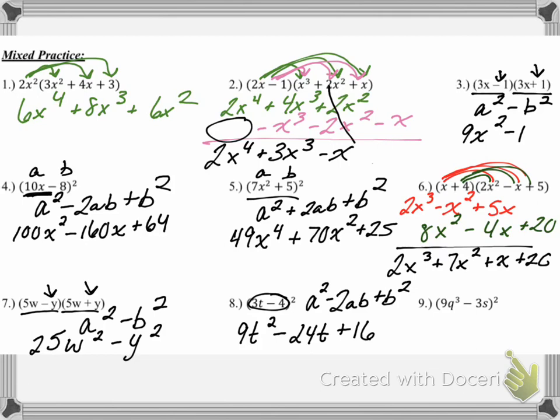And then finally, another special case, I've got the squaring of the difference, so a squared minus 2ab plus b squared. And so when I square my a value, that would be 81q to the power of 6 minus, now 9q cubed times 3s would give me 27q cubed s. Then I have to double it, and that would give me 54q cubed s. And then I will square the 3s to get 9s squared. And that is it.